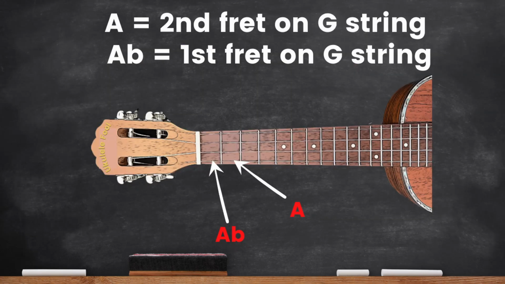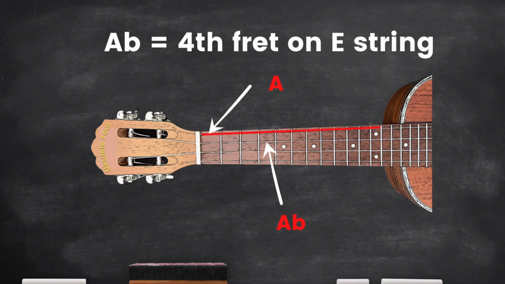On the ukulele, here is an A played on the G string. It is the 2nd fret on the G string. Here's an A flat. It's on the 1st fret of the G string. You can also do it on an open A, so here's an A. And then here is an A flat. It is the 4th fret on the E string.